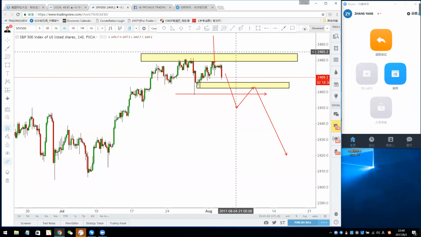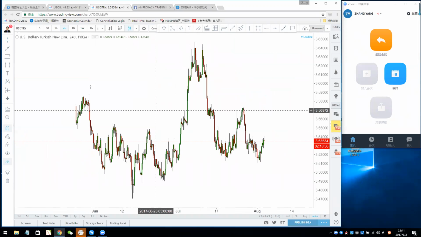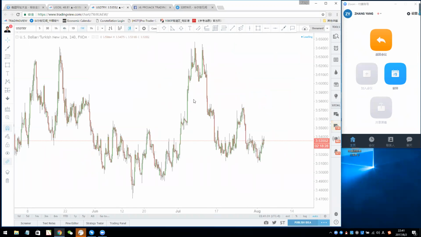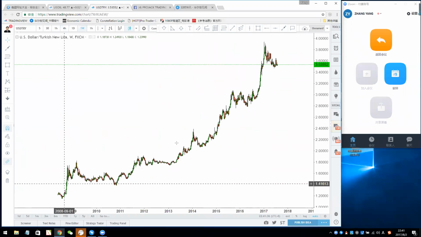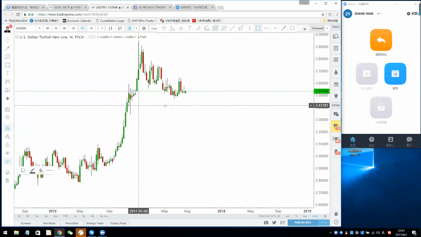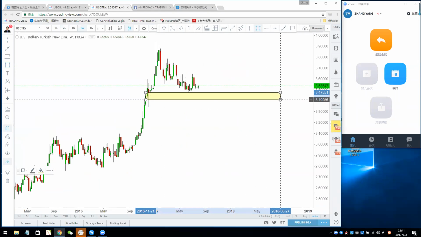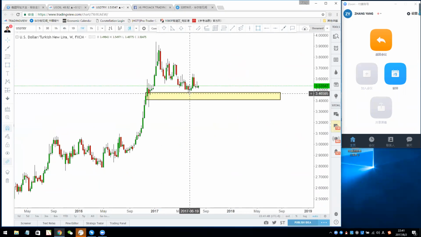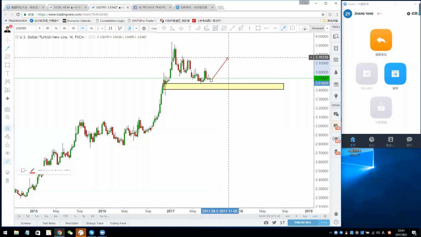Okay, USDTRY. Right, it's an interesting pair, which I didn't really trade. Turkish Lira, right? For this one, I will just mark from the weekly chart. It looks like it pulls back to this same area here. So if the Turkish Lira can maintain above 3.47, it may still have another rally, okay?